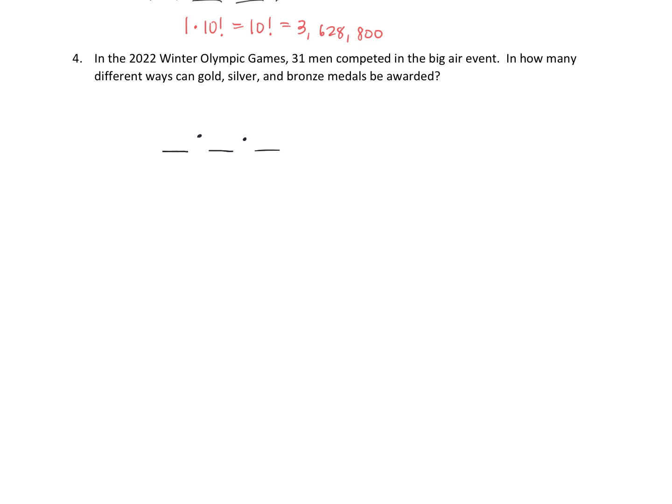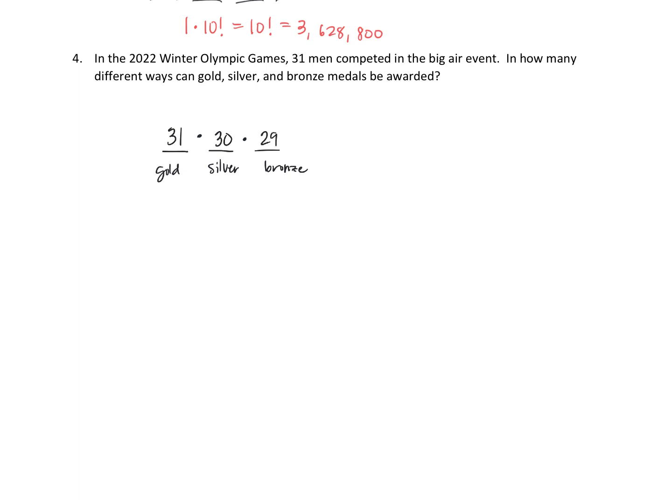So the first thing you're going to do is fill the gold position. So we have 31 options of men that could possibly win the gold medal. Now, whoever wins the gold medal does not get to win any other medal. So that one person is gone. So now instead of having 31 to choose from for silver, we only have 30 options for the silver medal. People who place gold and silver are not going to also win bronze. So now we have 2 less options to choose from for bronze. So that would leave us 29.